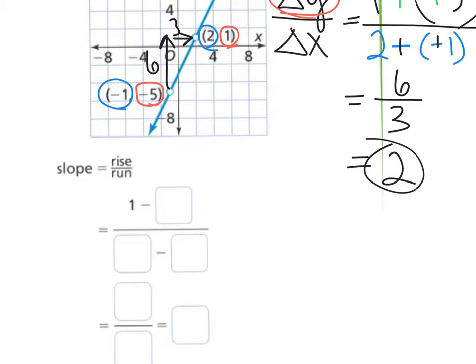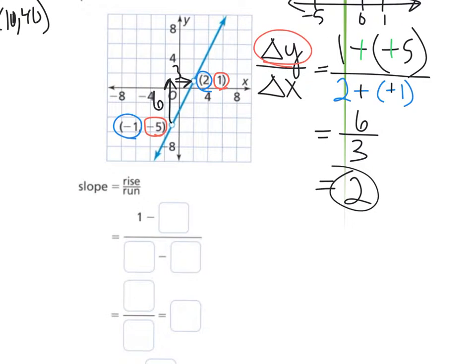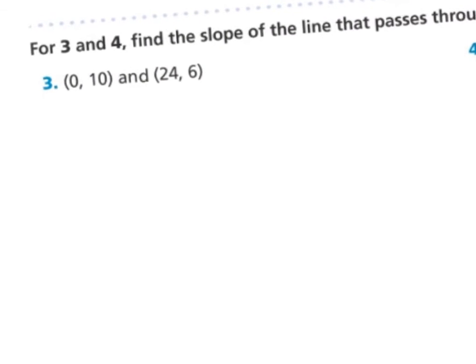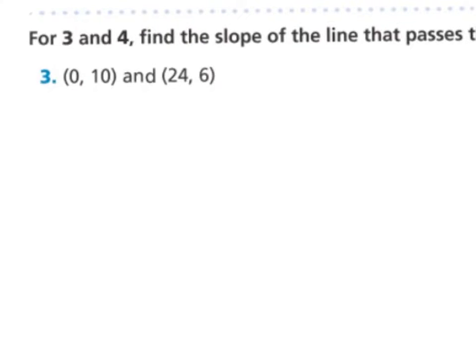If you wanted to fill in the blanks here, it would be basically what we just did up here, showing our work. If we look at number 3, it is different because there is no graph given. Technically, you could use graph paper and graph these points and then find the slope.